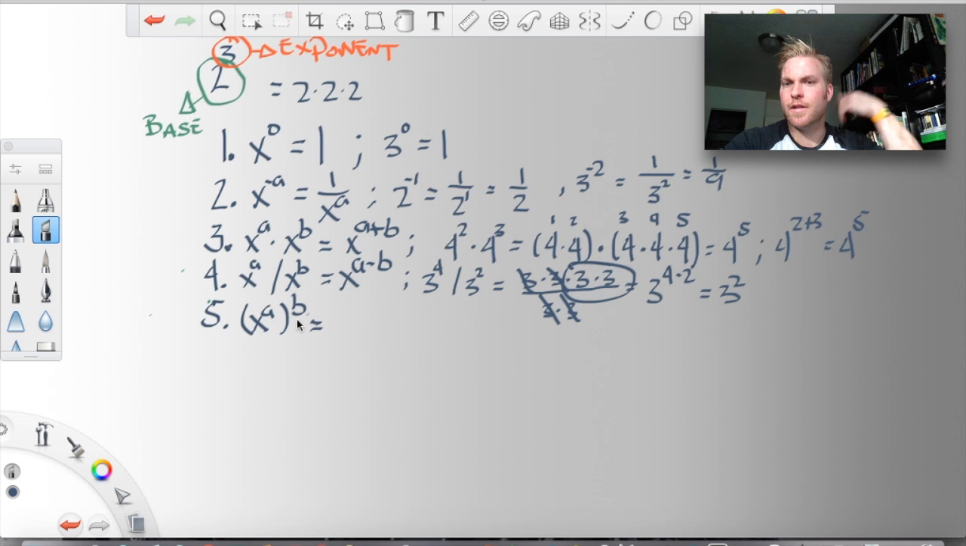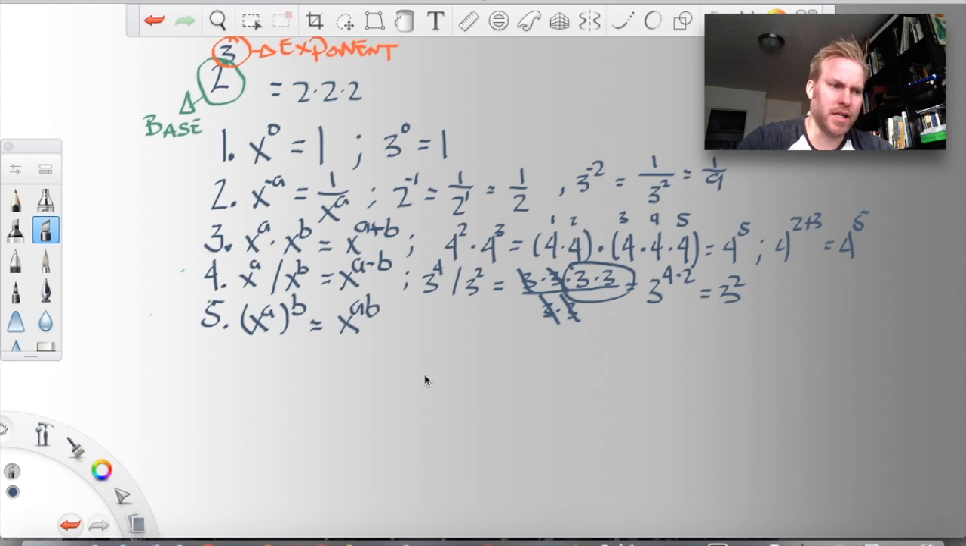Well, I can't add these together because that operation is already being used, and this is not the same thing as what we see in number 3. So I do have to come up with a different operation. What's left? I've got multiplication and division, and since this is going to be increasing, I know it has to be multiplication. So this is going to be the same thing as x to the a times b power. And let's just give you a quick example of this to help you understand.